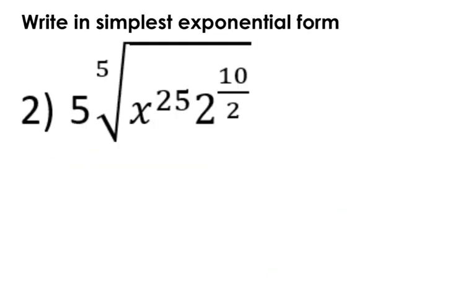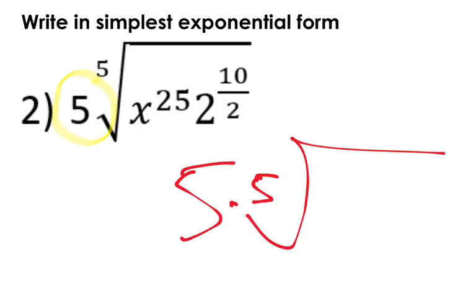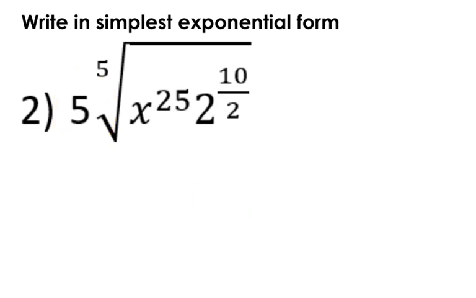All right, here's number 2. And just so you are aware, that is a 5 in front of the entire 5th root sign. So that's a big 5 all the way in front. Take a moment and try this on your own. And all right, here we go.